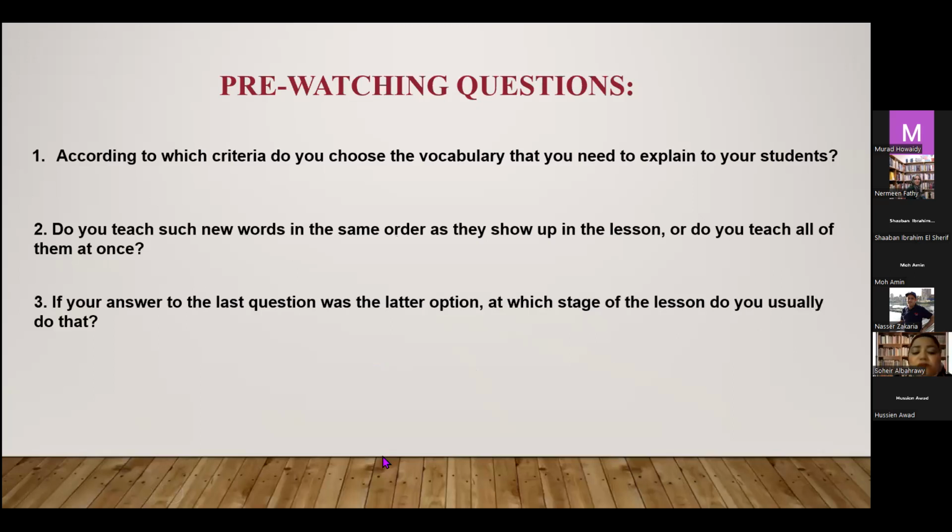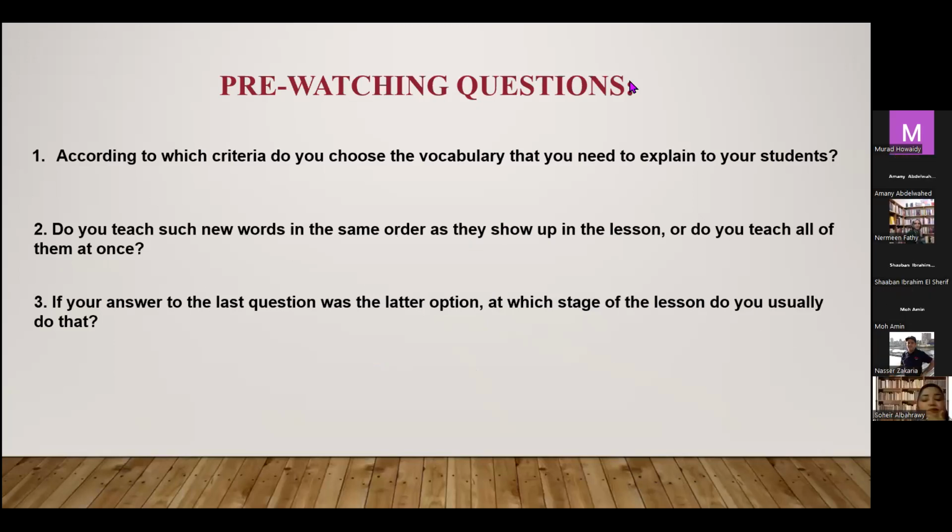If your answer to the last question was the latter option, which is all of them at once, at which stage of the lesson do you usually do that? If you decide to teach the vocab all of them at once, when will you start to teach them? At which stage of the lesson do you start teaching them all at once?